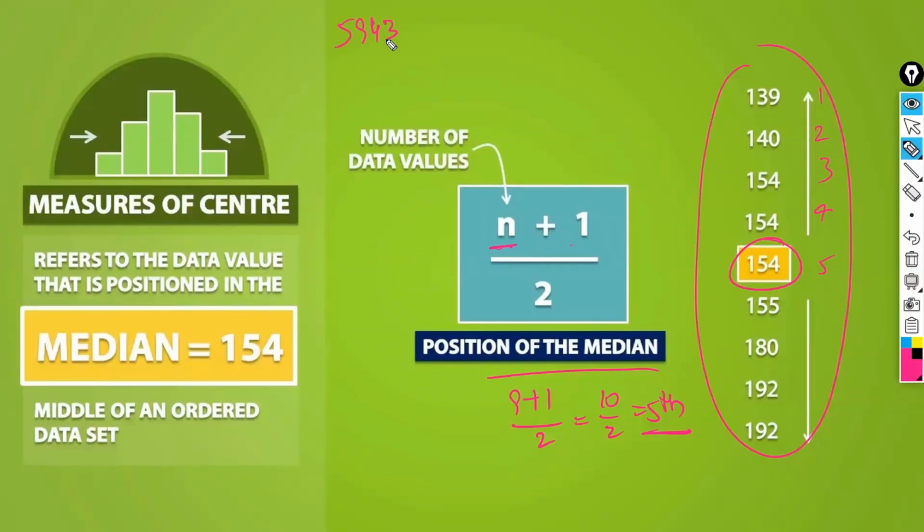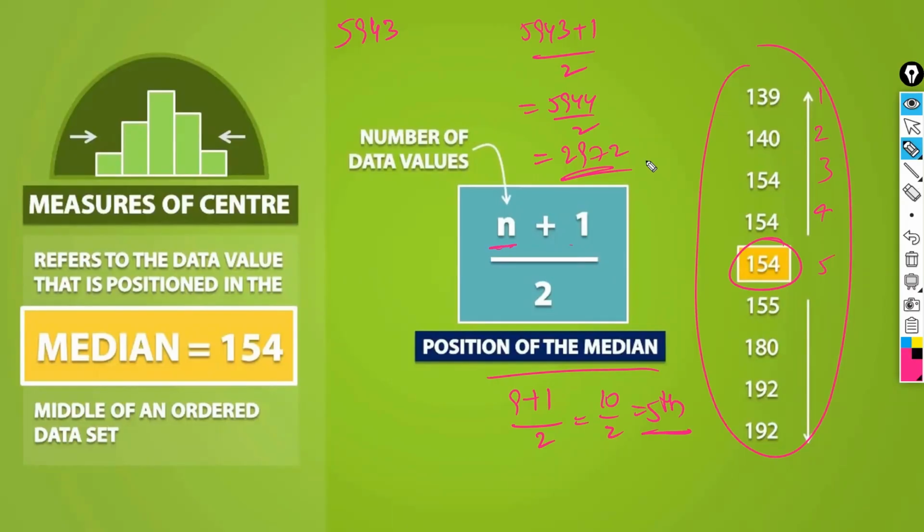For example, if 5,943 values are there: 5,943 plus 1 divided by 2, which is 5,944 divided by 2, which is approximately 2,972. So whatever the value is in this particular position, that is considered the median for that data set.